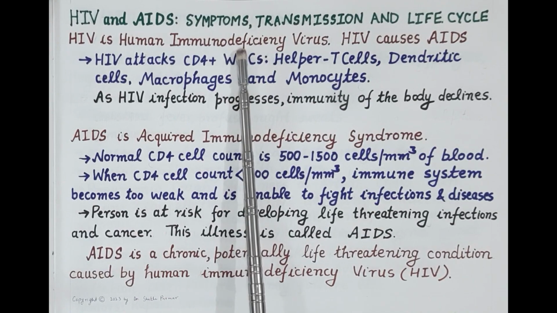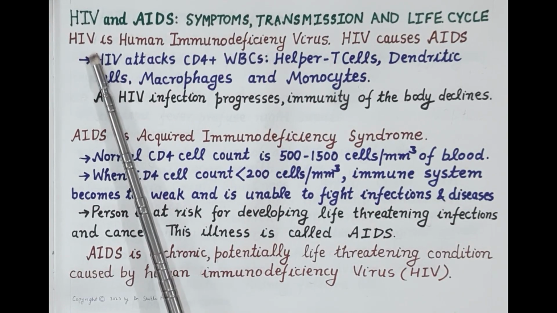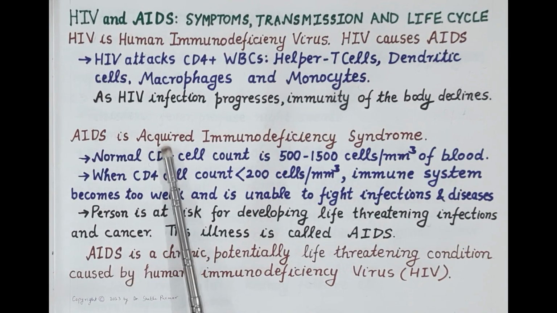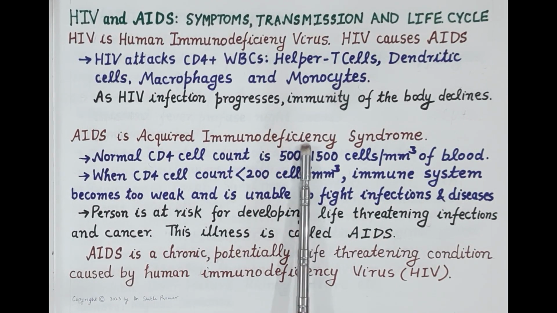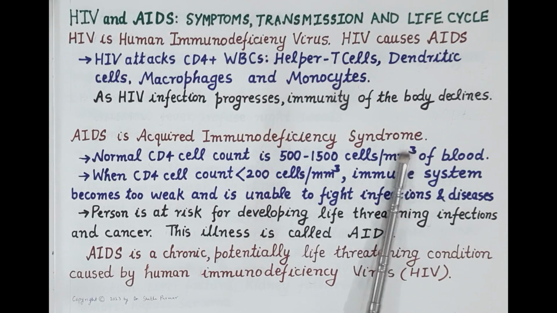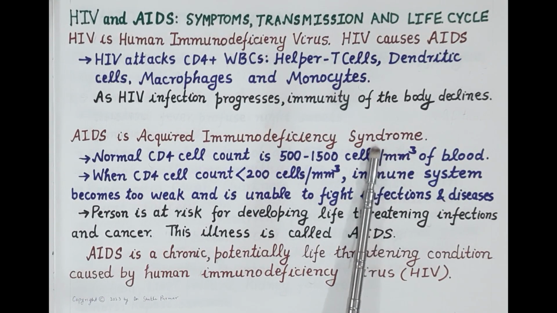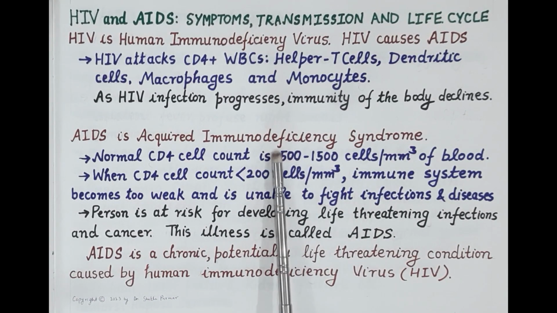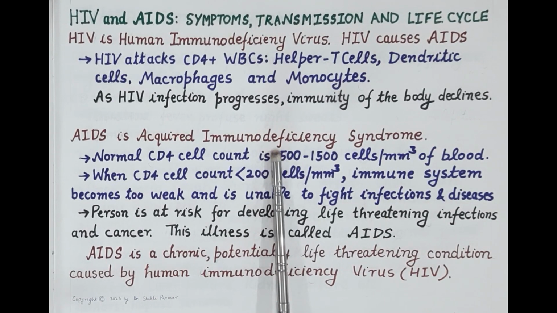Now, very important, HIV infection causes AIDS. So, AIDS is acquired immunodeficiency syndrome. So, AIDS is not a single disease. AIDS is a syndrome. It is a group of diseases. Now, AIDS is characterized by immunodeficiency, that is extremely weak immunity of the body, and it is acquired because of HIV infection.